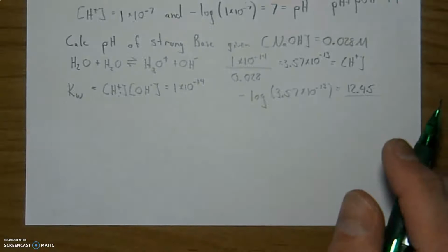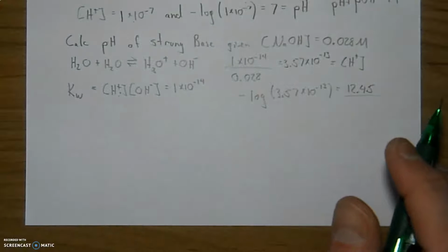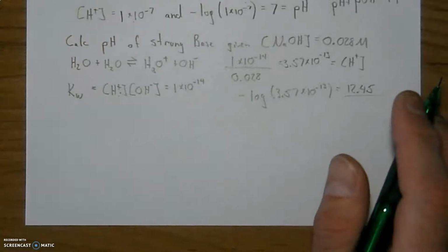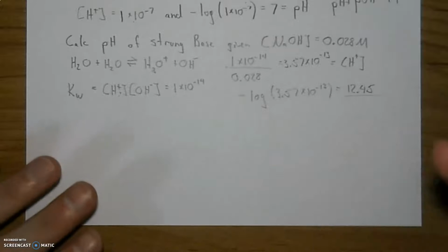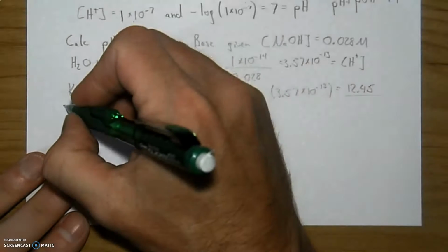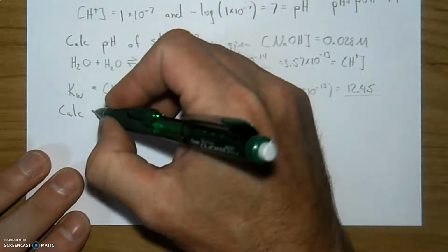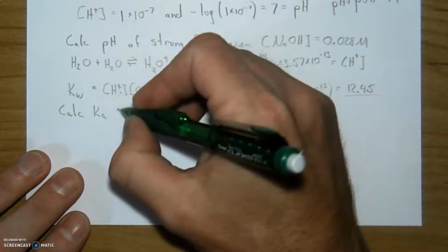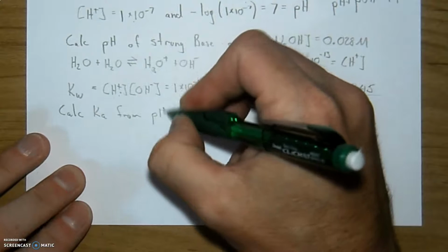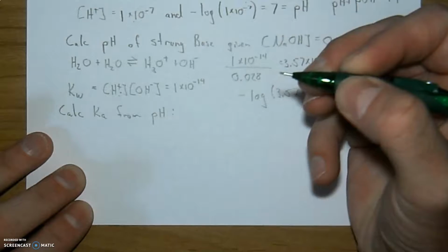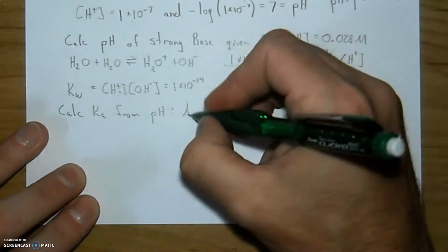All right, this next problem here is a fun one, and it's going to be kind of the format you'll be a lot more familiar with as we're going through all these problems, but it's a really good example problem. Here we go. Calculate Ka from the pH. That's like the target, what we're going after.